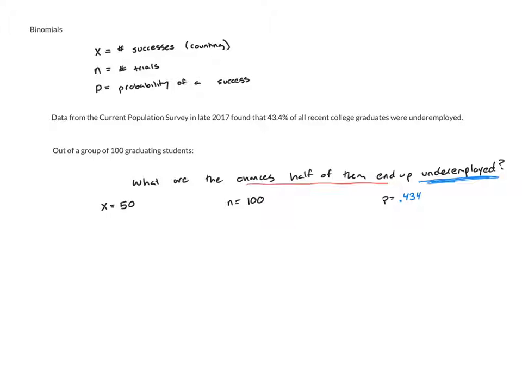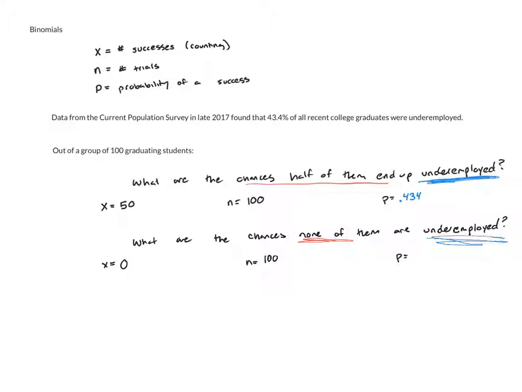So let's look at another example here. Let's say I want to know what are the chances none of them are underemployed. That is, I'm asking what are the chances that all 100 people either end up with good employment or no employment at all. That is, what are the chances none of them are underemployed. So, to do this, I need X, I need N, and I need P. Well, I have 100 students still, and I want none of them to be underemployed, which means I'm going to have X equals 0. That's how many people I'm counting. I'm looking at those who are underemployed again, so P, the percentage who should be underemployed according to our statistics, is 0.434. So this has showed us how to come up with the 3 important things we'll need for the binomial formula.